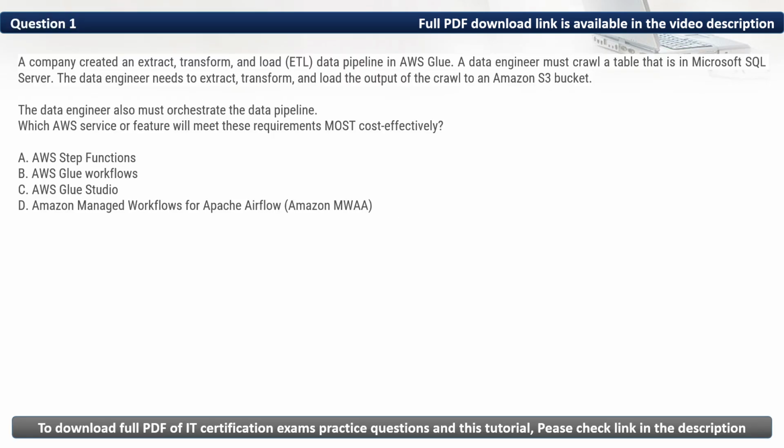question 1. The company created an extract, transform, and load data pipeline in AWS Glue. A data engineer must crawl a table that is in Microsoft SQL Server. The data engineer needs to extract, transform, and load the output of the crawl to an Amazon S3 bucket. The data engineer also must orchestrate the data pipeline. Which AWS service or feature will meet these requirements most cost effectively?